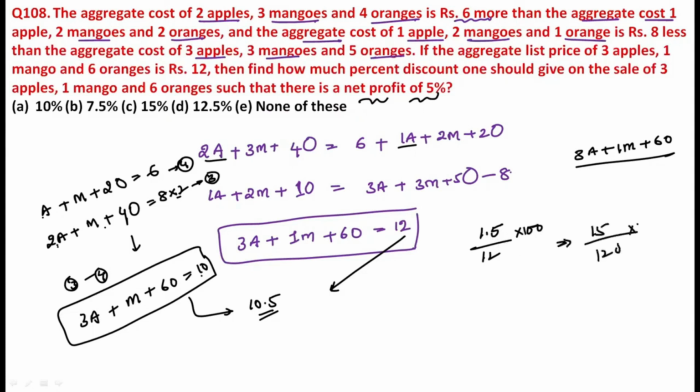10 by 120 into 100, you can cancel. Now you can get 150 by 12 guys. So 12 twelves are 144. 144, we are left with a 6 and decimal point. So they will get a discount of 12.5%. Guys, if you know these things only, you can get that answer. Observe carefully for this kind of question. It's easy, but you need to focus on the equations.